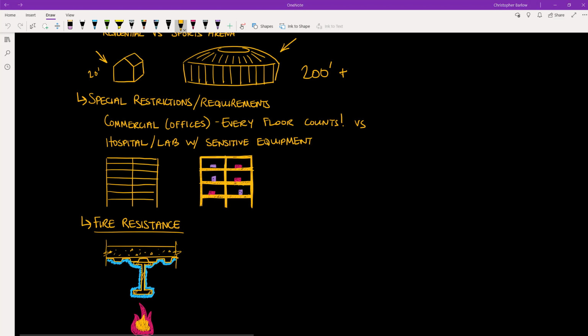A hospital or a science lab, on the other hand, may have very different goals. Rather than trying to maximize square footage and building very thin floors, there will likely be sensitive equipment in these spaces that need some vibration control. And so unlike the commercial office building, the hospital will need to have a much thicker, more robust, more massive structural system.